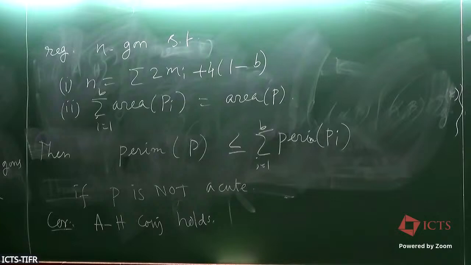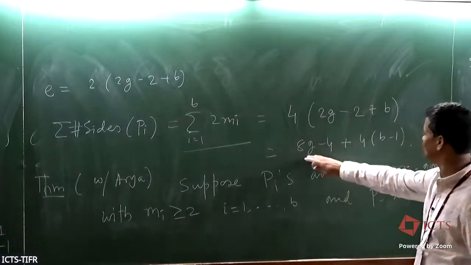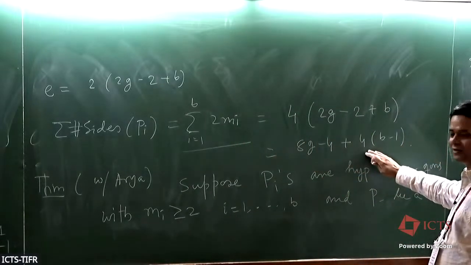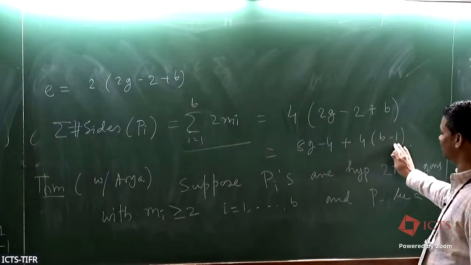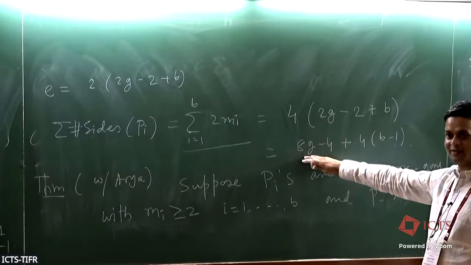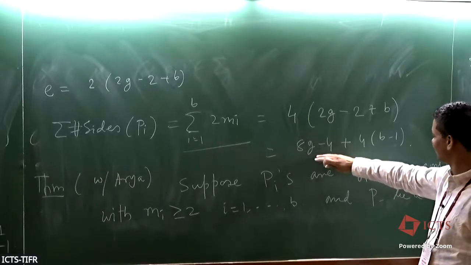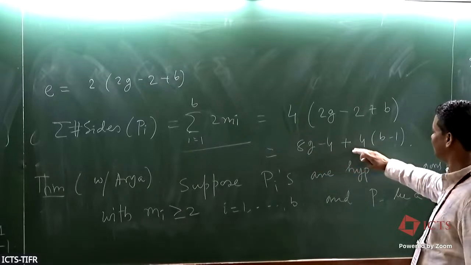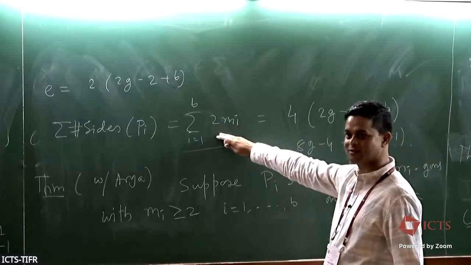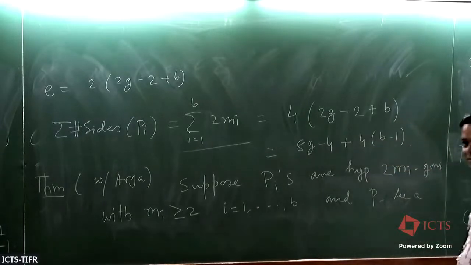So we have obtained this condition from here. The summation of mi is equal to 8g minus 4 plus 4 times (b minus 1). Okay, so the number of sides of the polygon P is 8g minus 4, right? So keeping in mind, 8g minus 4 is equal to the summation of mi minus this quantity. Okay?